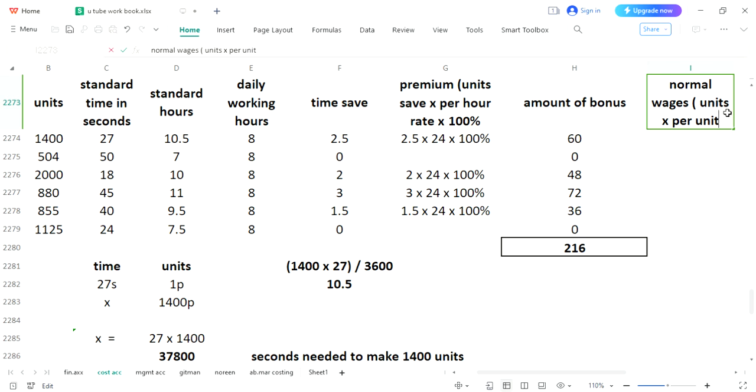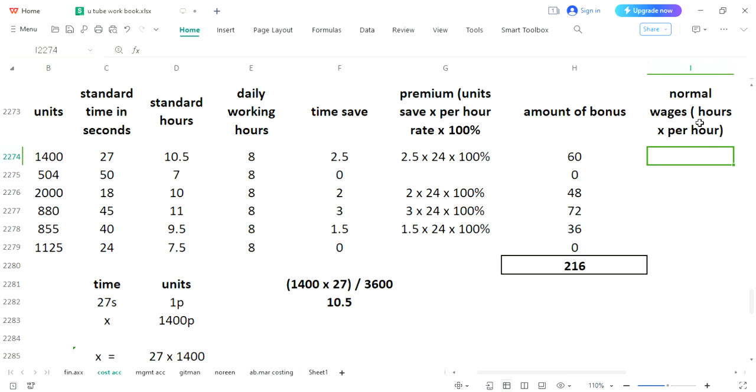Since normal wages are associated with the hourly method, units of hours are needed. So you can directly write hours worked and multiply by per unit, that means per hour payment. Hours, how many hours somebody had worked, multiply it with per hour.